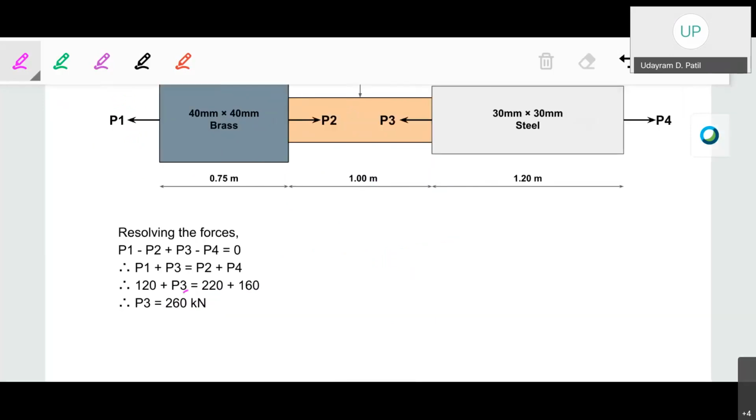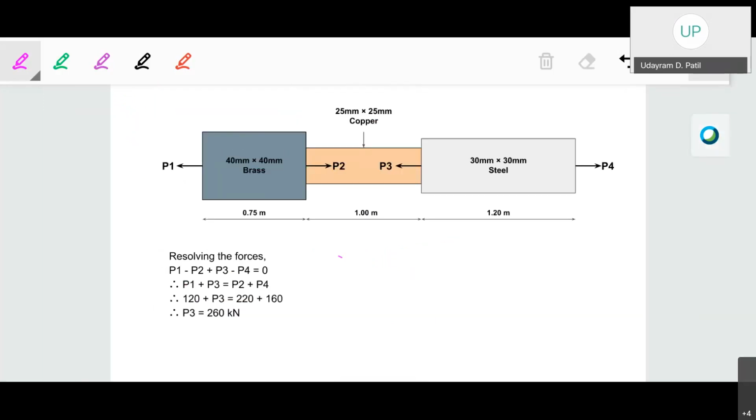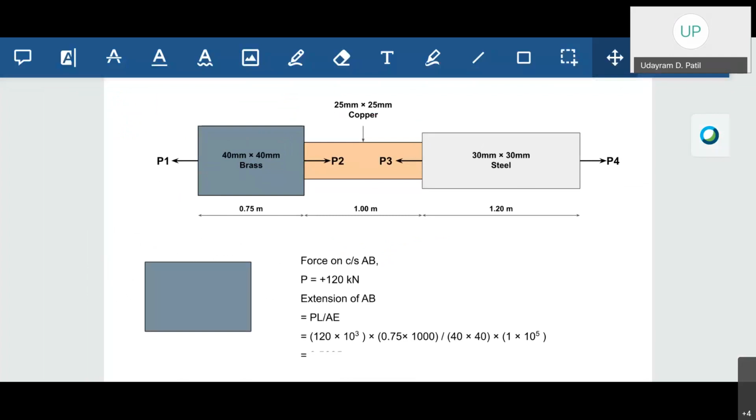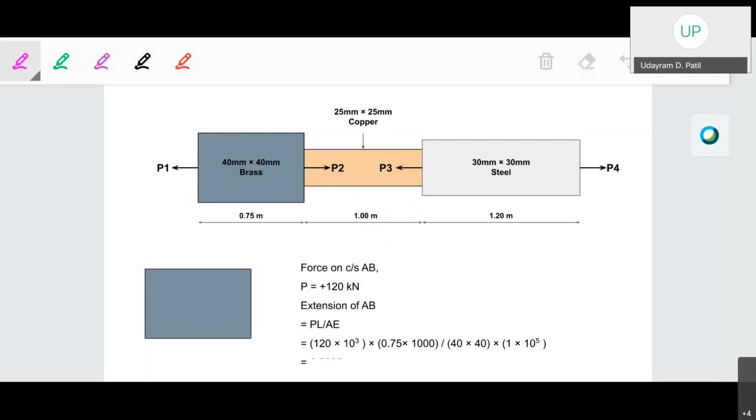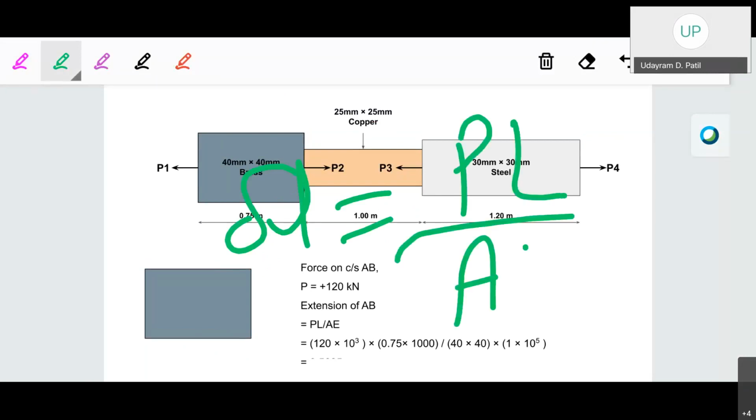So next, calculating the extension for the first section, that is the AB section. The formula is quite simple, delta L equals PL upon AE. Now we have the value of E, that is the Young's modulus. We also can calculate the value of the area.